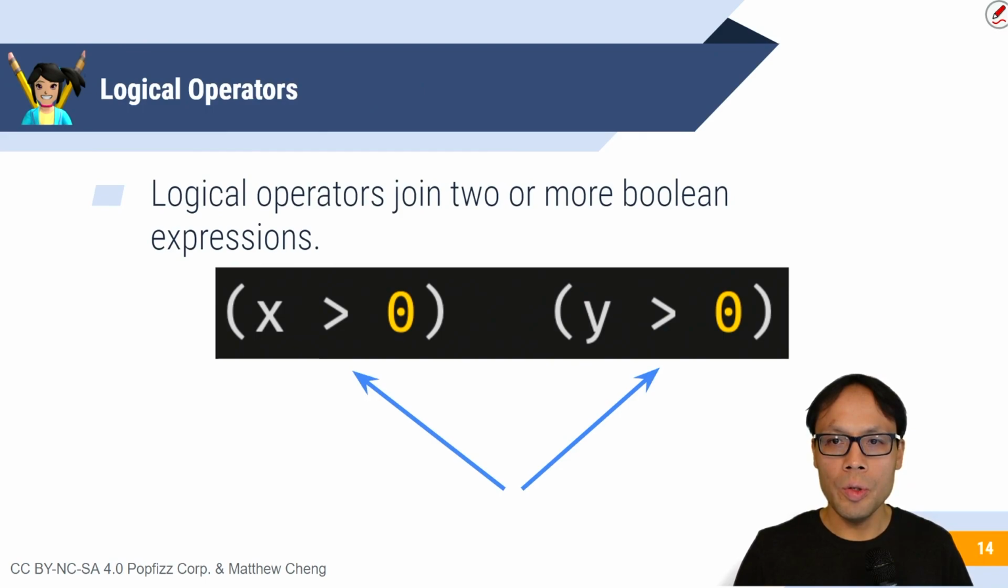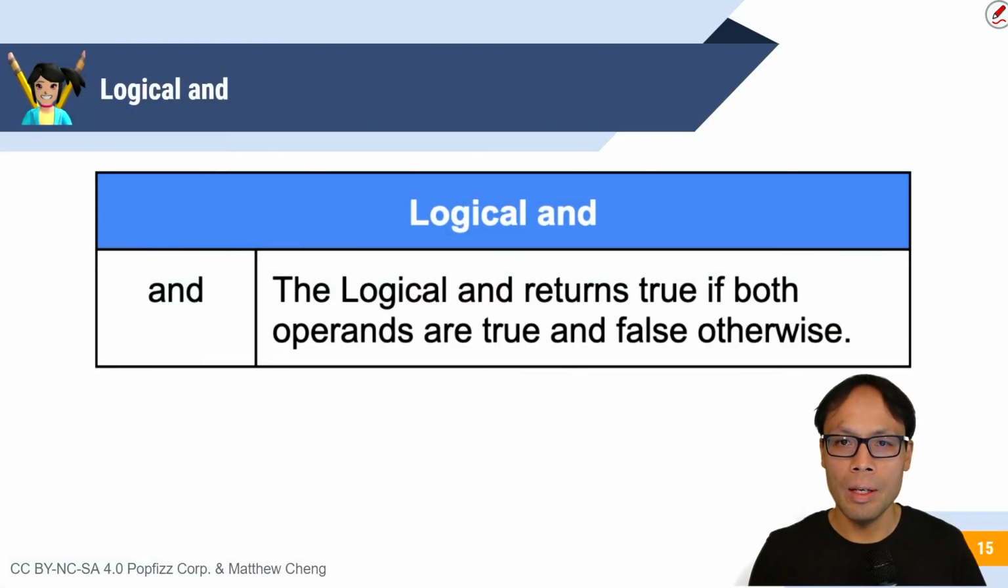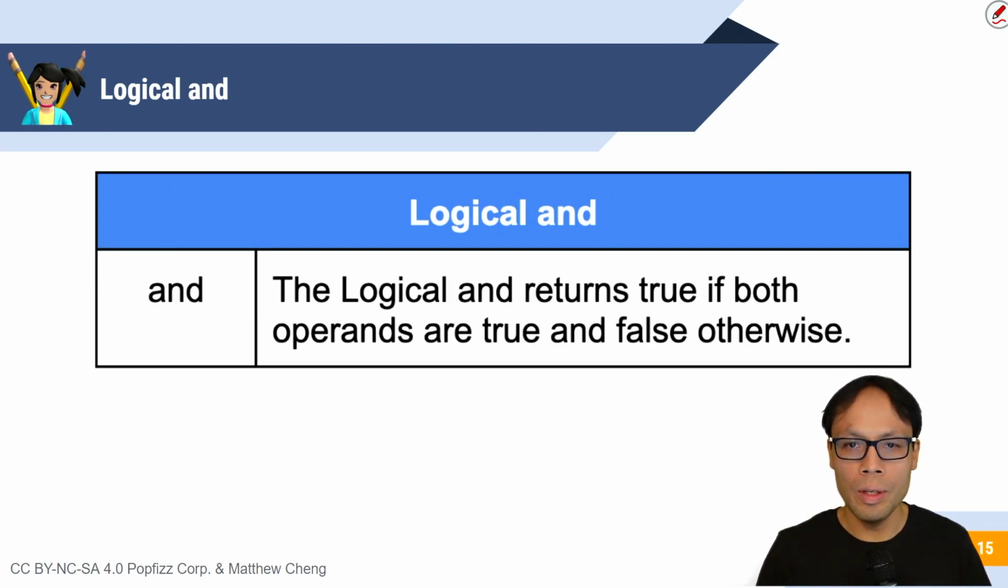So logical operators join two or more Boolean expressions. So for example, here I've got x greater than 0, and I've also got y greater than 0. And let's say we wanted to combine them. The logical AND returns true if both operands are true and false otherwise.